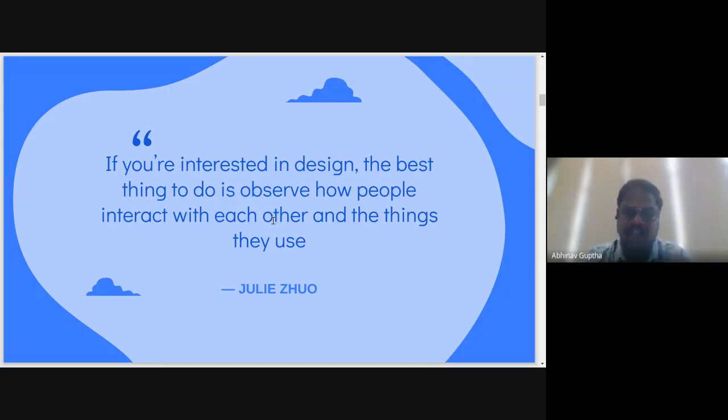So they are saying that design is a way where you need to observe how people interact with each other or their environment. Okay, go on, Arjun.